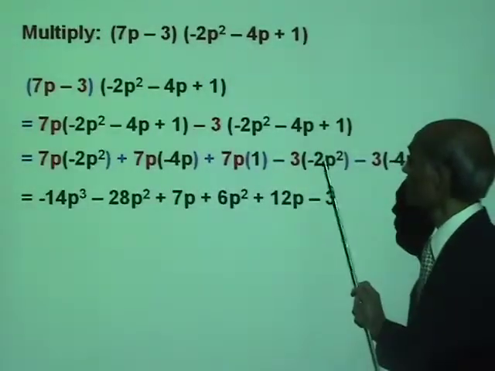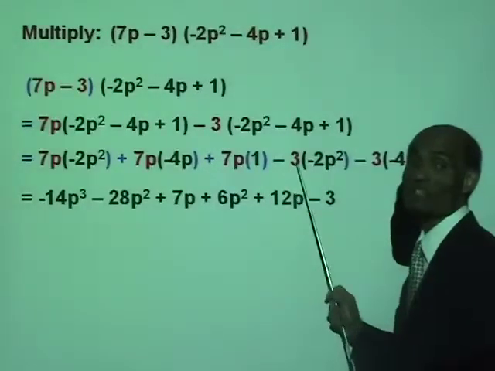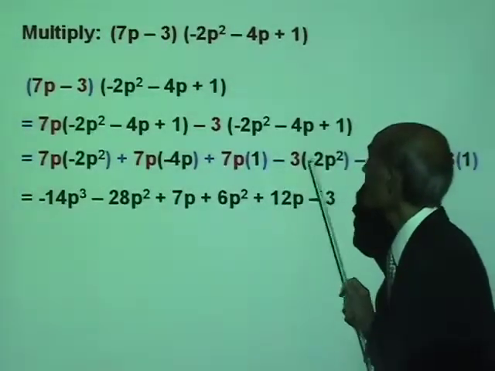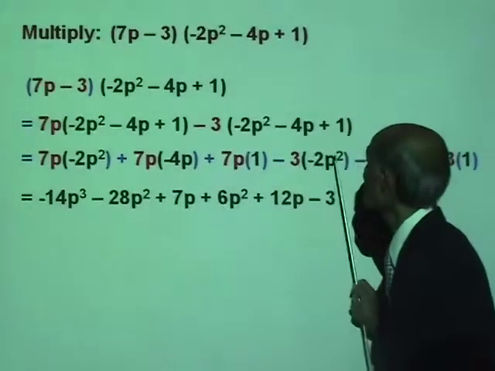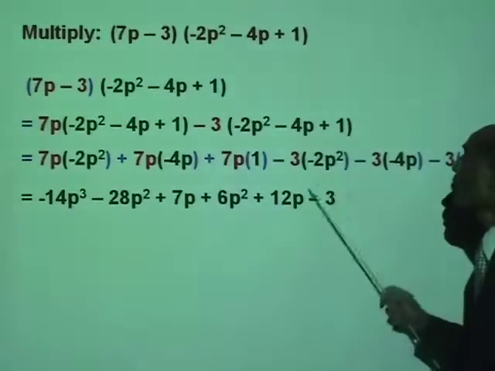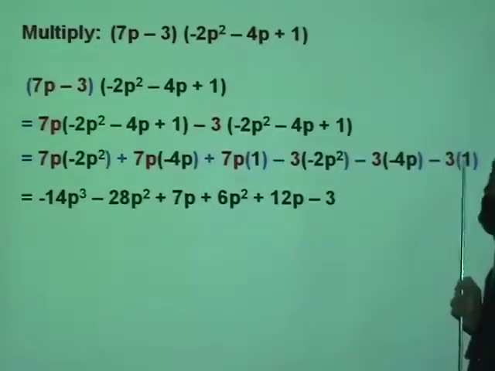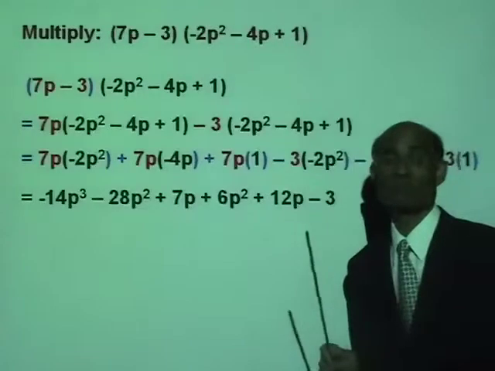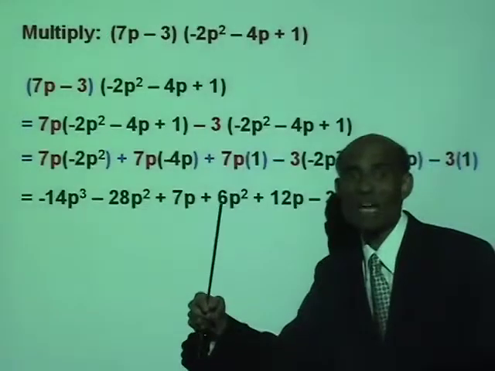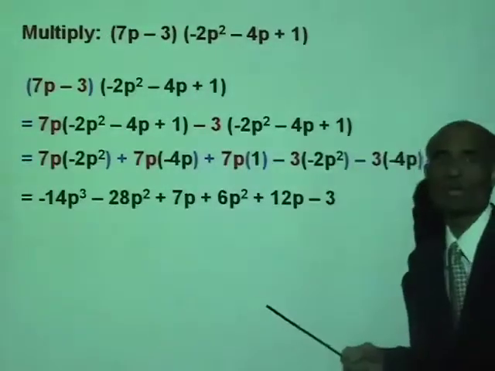Alright, let's now look at this. Negative 3 times negative 2. Negative multiplied by negative is positive. Negative 3 times negative 2 is positive 6p squared. And negative 3 times negative 4 is positive 12p. And minus 3 times 1 is minus 3. I hope you followed each of the steps. What you need to do is now rewind and watch it again. Get every step correct and do it along with me.